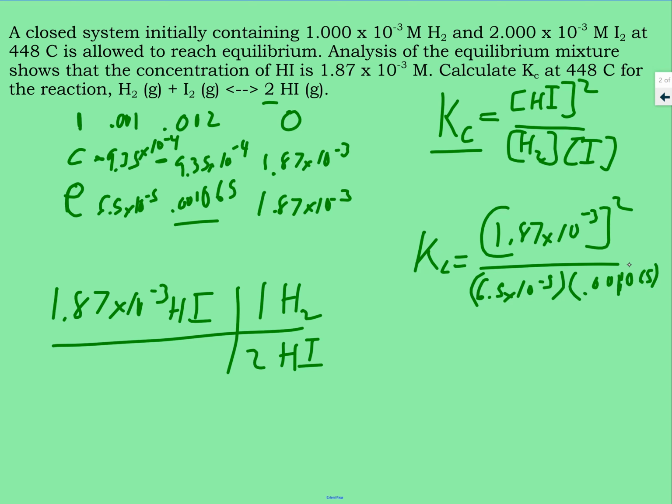Plug in my numbers, 1.87 times 10 to the negative third squared divided by 6.5. Can't use my calculator. Let's try that again. 1.87 times 10 to the negative third squared. Get out of the squared mode. Divide by 6.5 times 10 to the negative fifth. Divide by 0.00165.